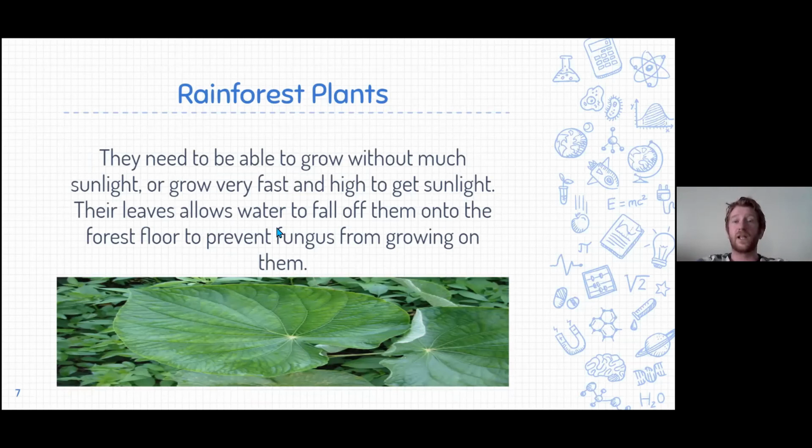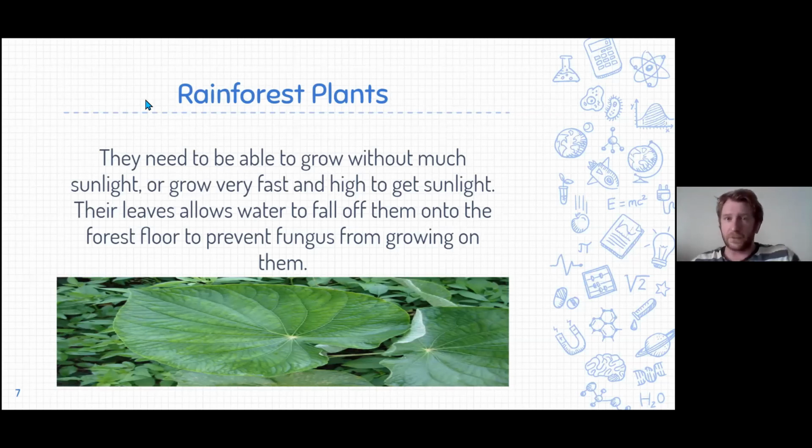Their leaves also allow water to fall off them onto the forest floor to prevent fungus from growing on them. So remember we said we got a high amount of rainfall, right? Lots and lots of rain. You don't want to be a drowned plant. That doesn't sound fun. So they've got those thick leaves that allow runoff, that allow the water to fall off them, to make sure that none of the water sticks to it.